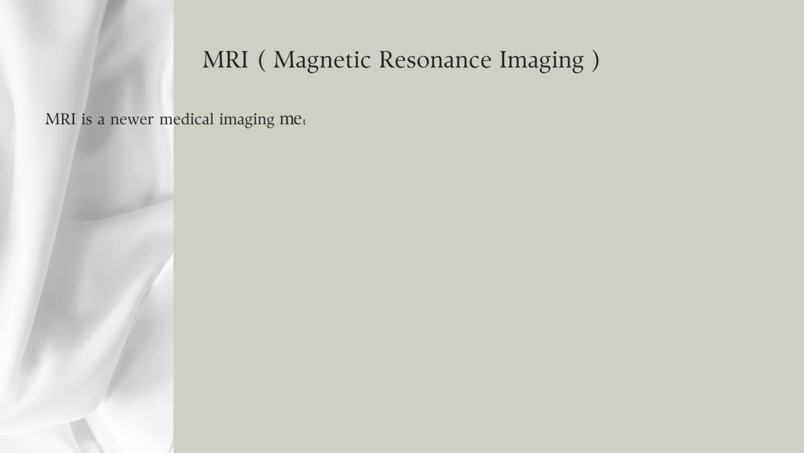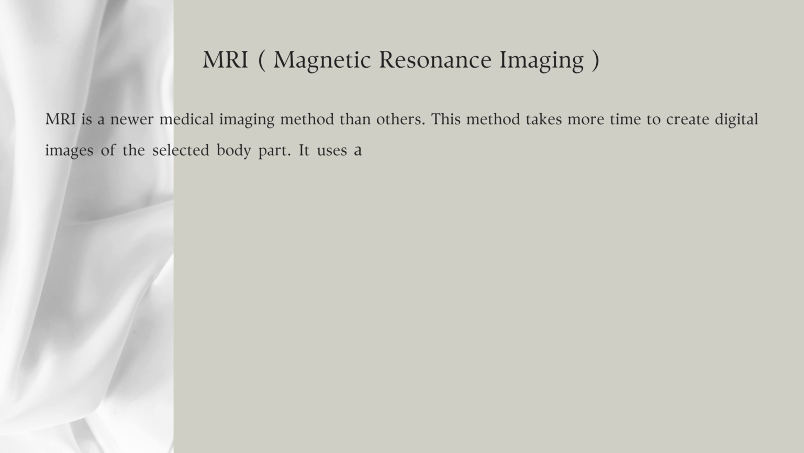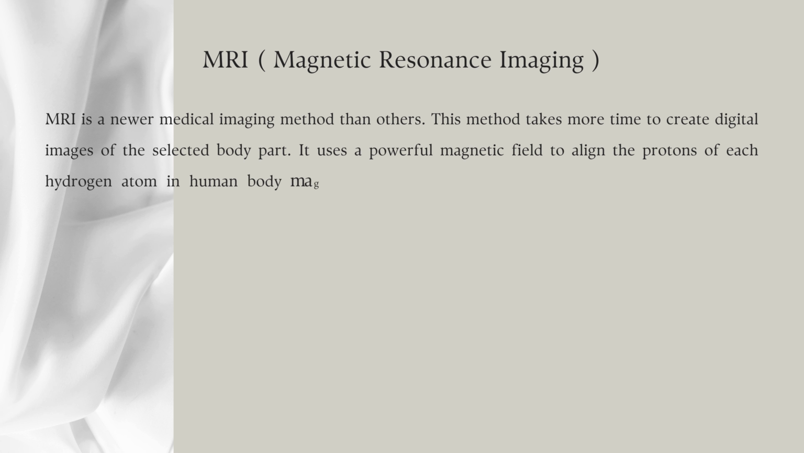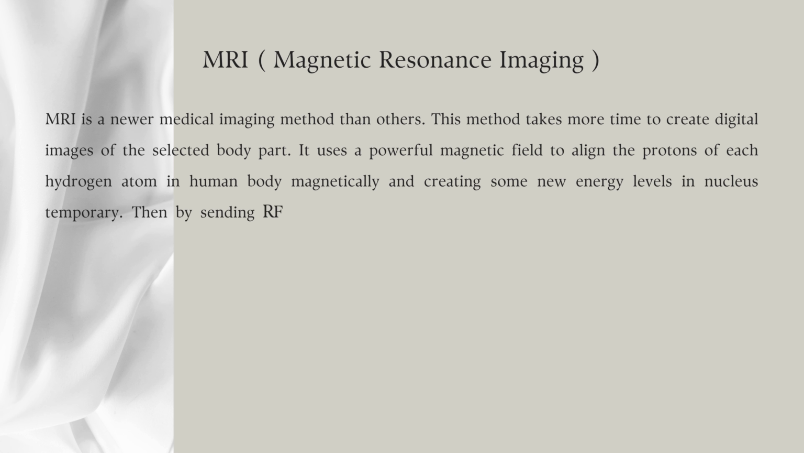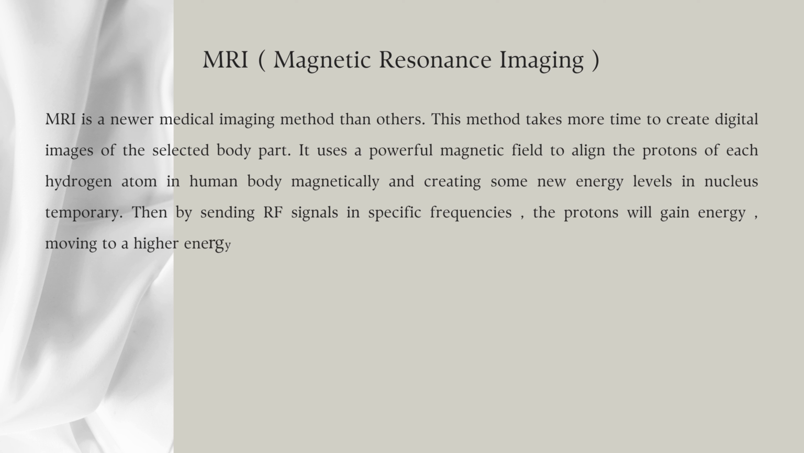First, MRI, or magnetic resonance imaging. MRI is a newer medical imaging method than others. This method takes more time to create digital images of the selected body part. It uses a powerful magnetic field to align the protons of each hydrogen atom in the human body magnetically, creating some new energy levels in the nucleus temporarily. Then by sending RF signals in specific frequencies, the protons will gain energy, moving to a higher energy level.